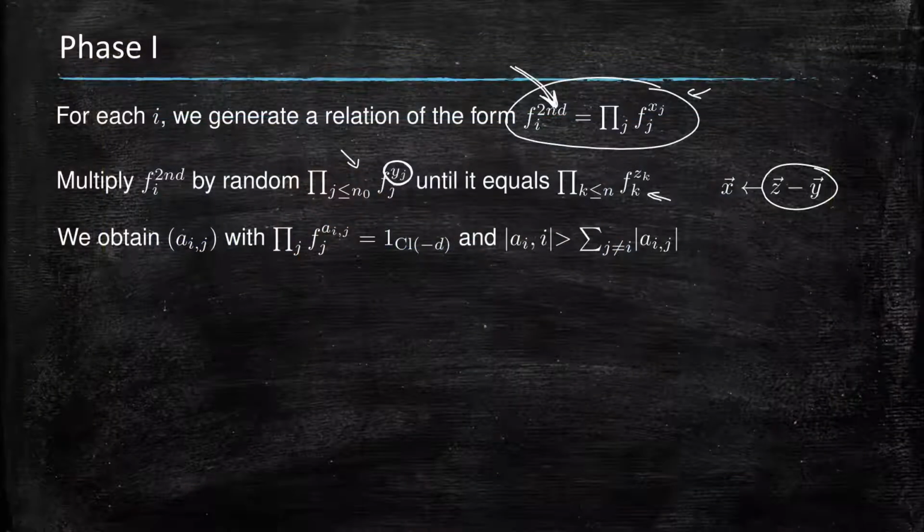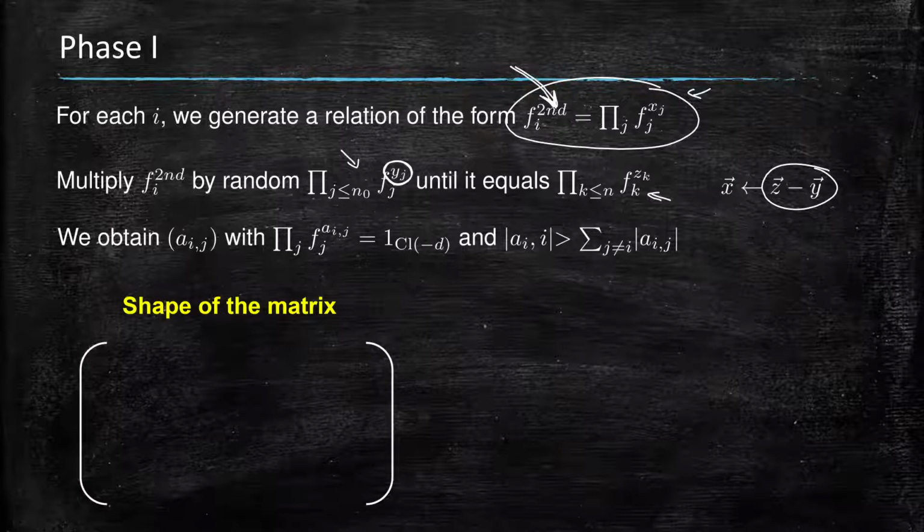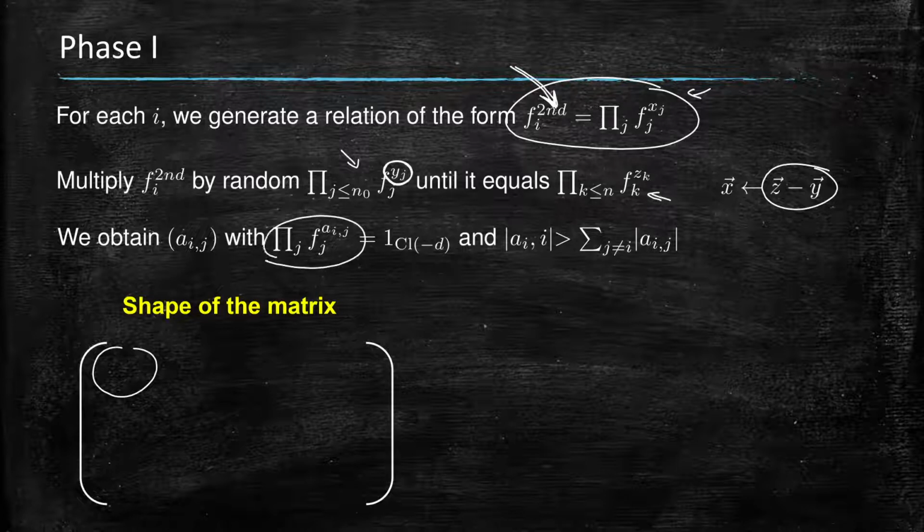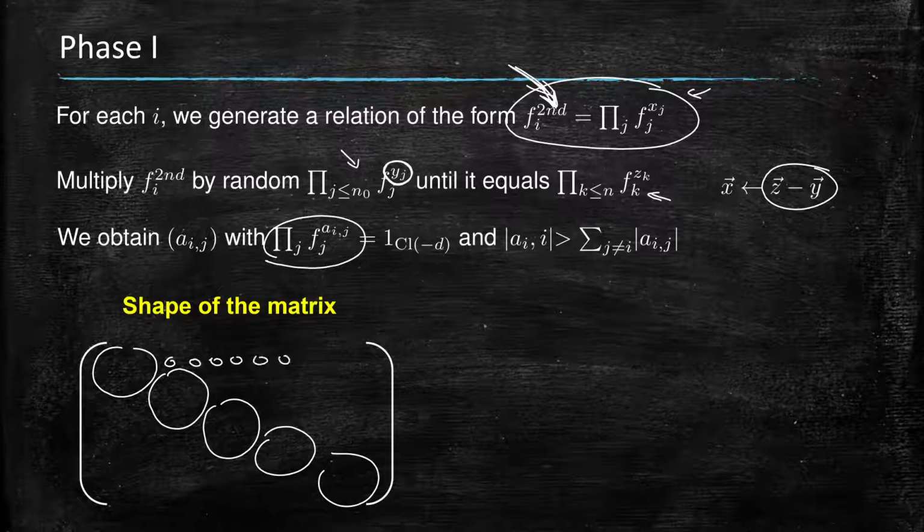Why do we do this? Well, because we want a matrix where the diagonal elements, so the relation that is essentially given by the product of the f_i to the a_ij, which is given to us by this relation here. And what we want is that it has the shape that the diagonal elements are always very large compared to the other ones, okay? So like here, the non-diagonal elements would be those little dots here, and the diagonal one is very large, always larger than the rest.